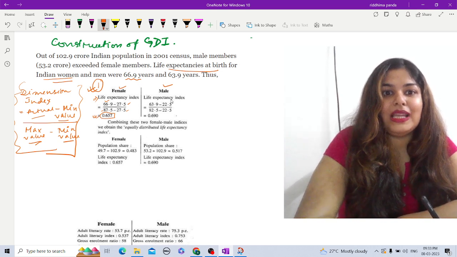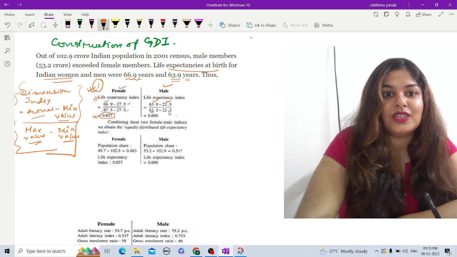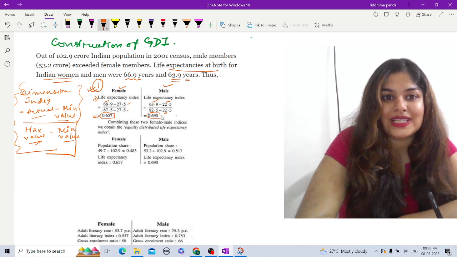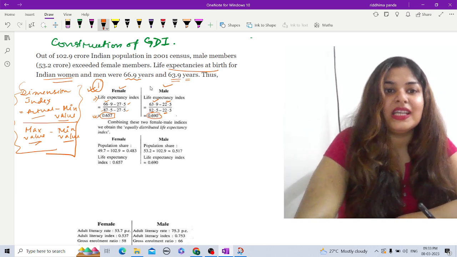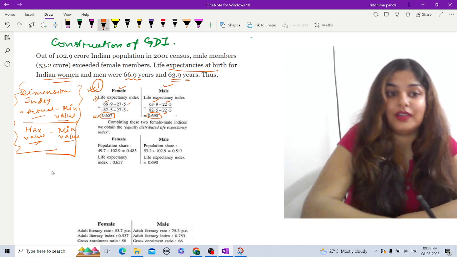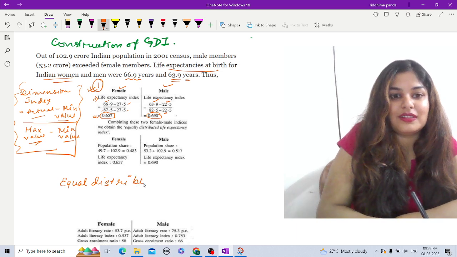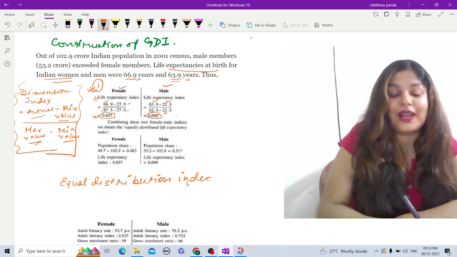Similarly, for the male, what is the life expectancy index? 63.9 years is the actual value. The minimum expected is 22.5, and the maximum expected is 82.5, minus again 22.5. This yields the value 0.690. Now what we have to find out is the equal distribution index, combining these two.